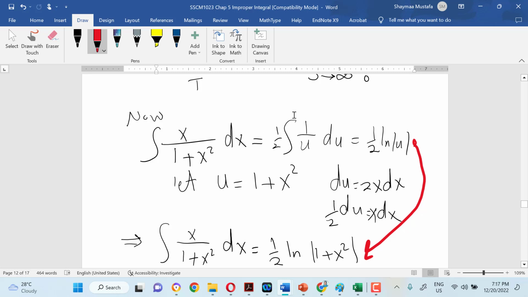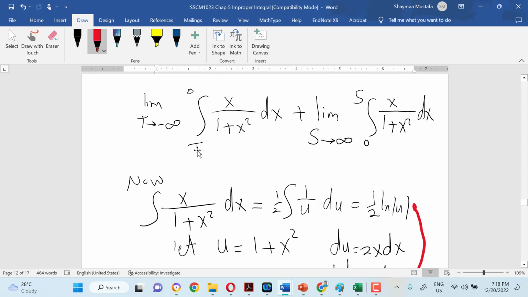And 1 over 1 plus x squared is 1 over u. So 1 over 2 is a constant. The integration of 1 over u is the natural logarithm of u. So this integration is equal to 1 over 2 natural logarithm of u. Write your result in terms of x. So 1 over 2 natural logarithm of 1 plus x squared. So this is the evaluation for your integration.